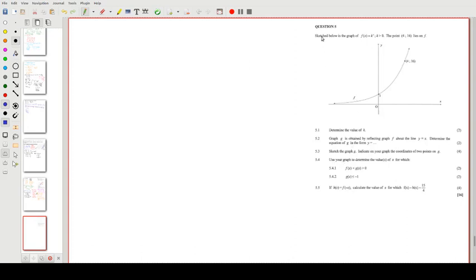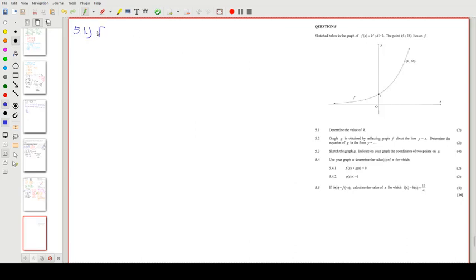So we have here question 5. Sketched below is the graph of f of x equals k to the x, an exponential. And the point (4, 16) is on the graph, and there we can see it cuts the y-axis at 1. So question 5.1. 5.1 says determine the value of k.